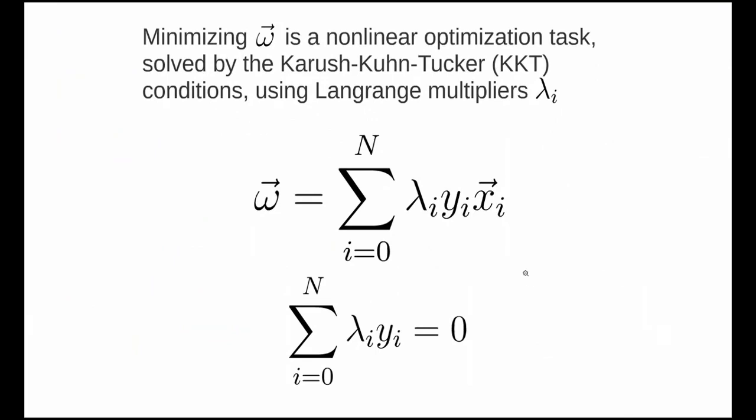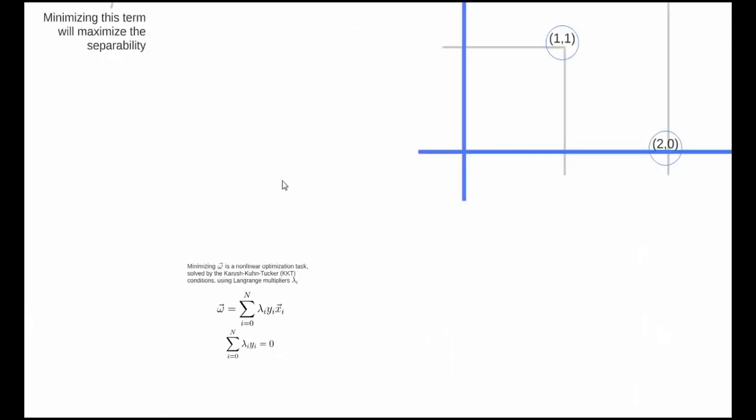Minimizing this weight vector is a nonlinear optimization task, which can be solved by the KKT conditions, which use Lagrange multipliers. The main equations state that the value of omega will be the solution of this sum here. And we also have this other rule. So when we solve this equation, trying to minimize this omega vector, we will maximize the margin between the two classes, which means we will maximize the separability between the two classes.